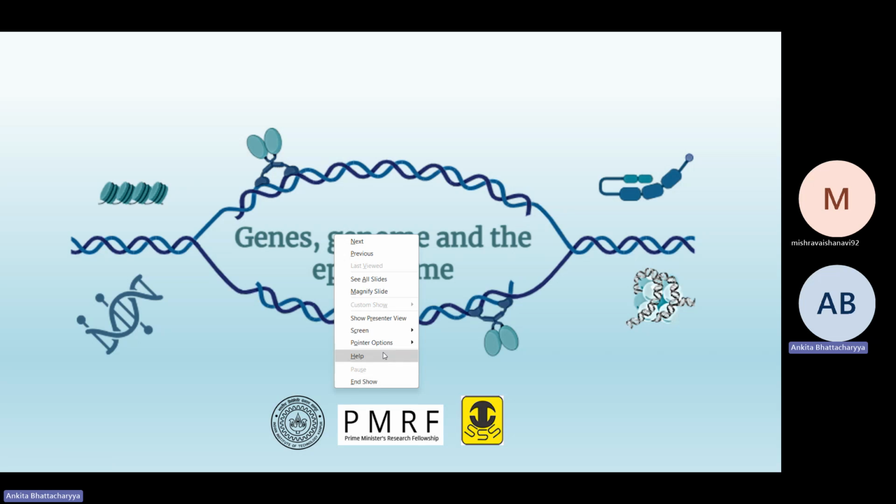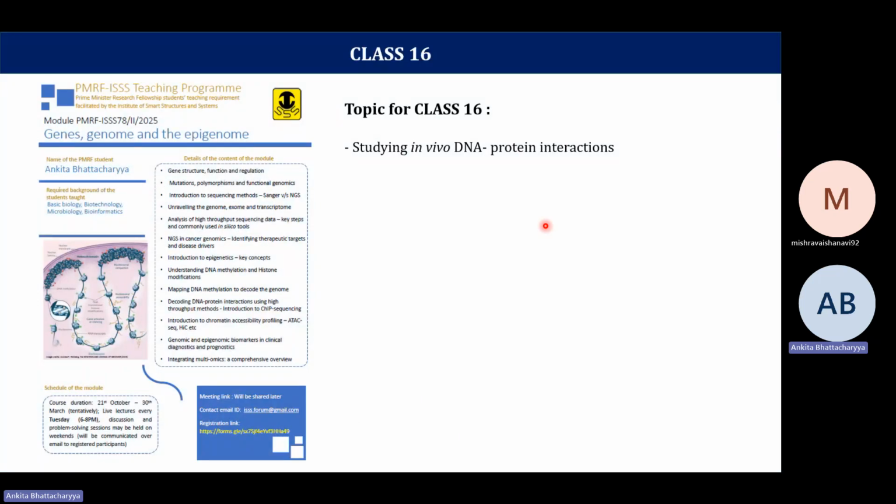Welcome to today's class. In the last class, we had continued our discussion on methods of studying DNA protein interactions. In the first class on this topic, we had discussed in vitro methods, and then in the previous class, we moved on to in vivo methods. So, when we talk about in vivo DNA protein interactions, what do we mean? Specifically, what do we mean by in vivo and in vitro?